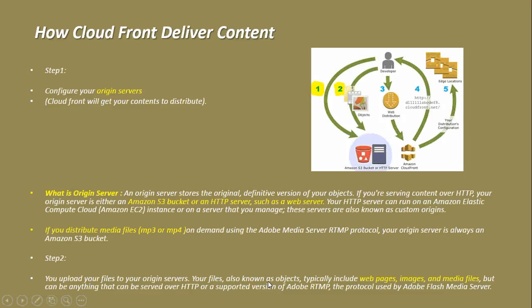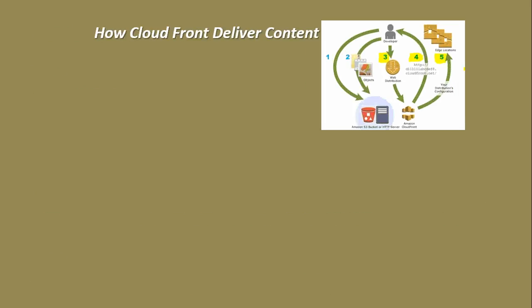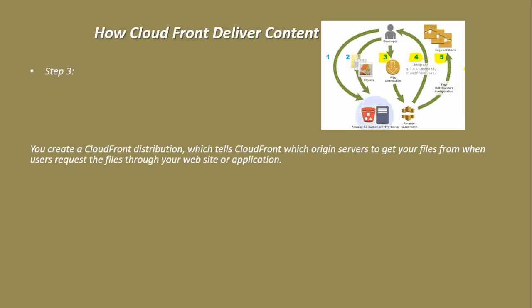Your files, also known as objects, like we studied in our Amazon S3 video, will typically include web pages, media files, and anything that can be served over an HTTP request. So in the third step, we'll be creating a distribution. In the third step, you will be creating a CloudFront distribution, which tells which origin servers to get your files from. Then the user will be requesting the files through the application or through the web browser.